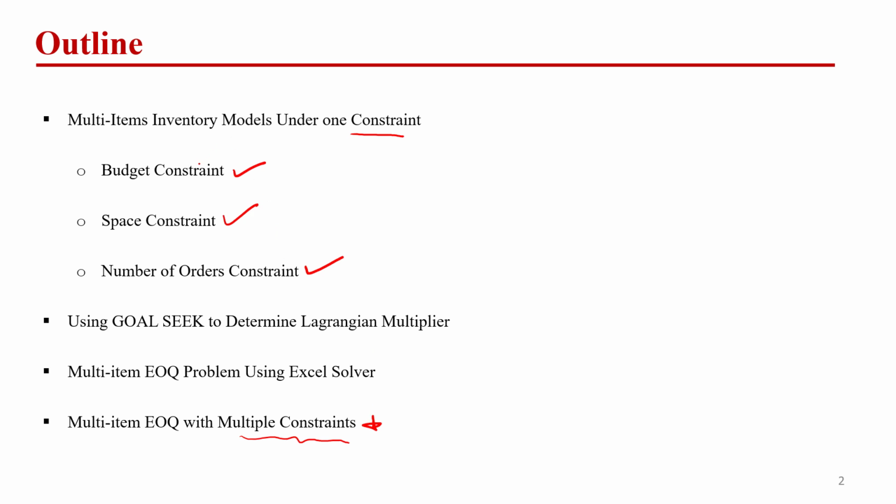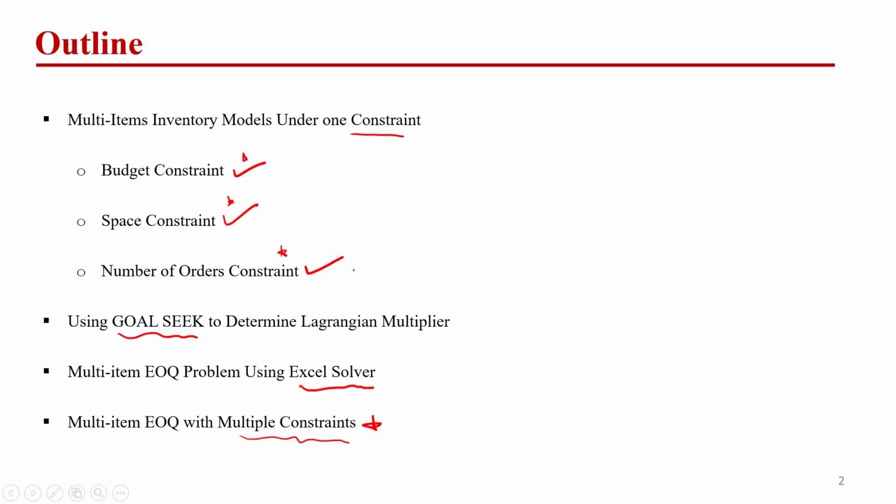First of all, we will see how we can solve if we have a single constraint, either a budget constraint, or a space constraint, or a number of order constraint. Then we will see how we can solve these models with Excel. In Excel, we will talk about two things: either we can use the goal seek approach to solve this problem, or we can use the Excel solver.